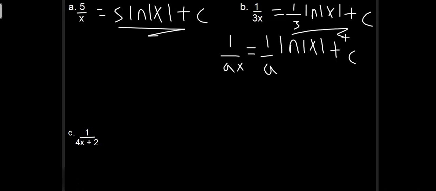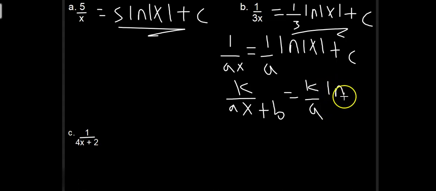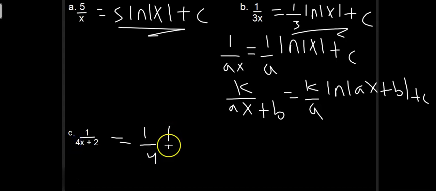When you come to the last case, case c, it is in this form: k over ax plus b. You just say k over a times ln of ax plus b, plus c. So I'm going to say this is 1 over 4x plus 2. My k value is 1, and my a value is 4, so I say 1 over 4 times ln of 4x plus 2, plus c.